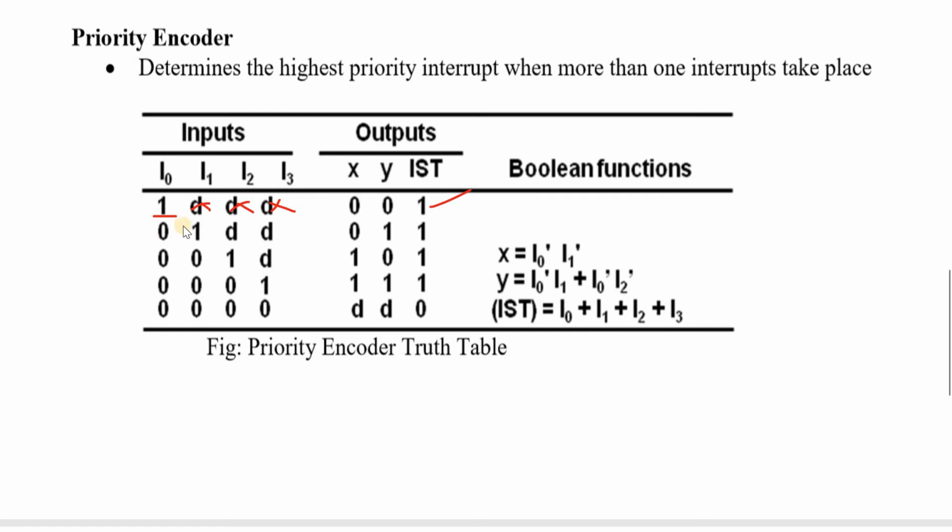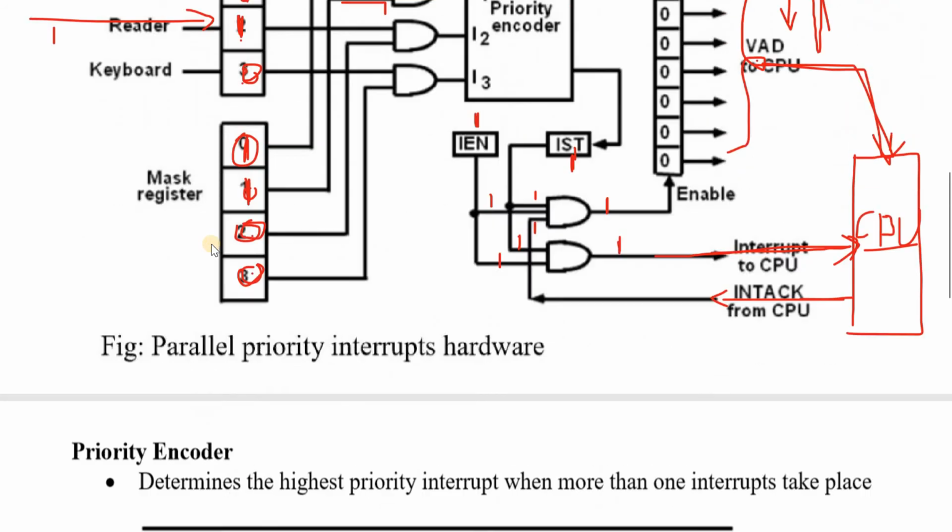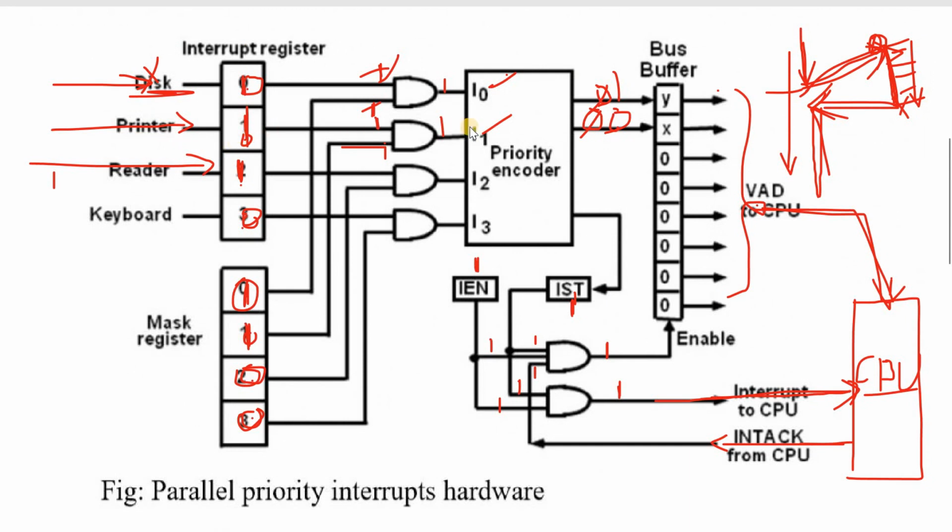Same as in the I1 case, if I1 is received, then compared to I2 and I3, I1 is the highest. Whether or not the others are requesting service, when I1 is requesting service, I1 is received with the help of the priority encoder. The remaining two cases are invalid.